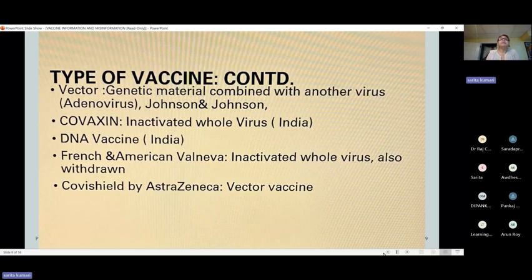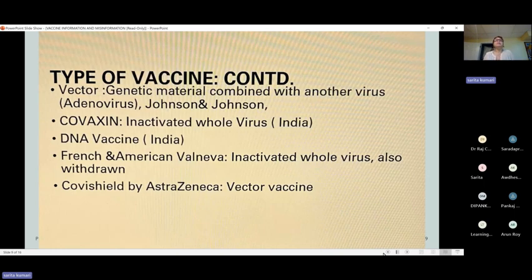The other question was what is Covaxin? That is produced in India by Bharat, or some name I don't remember. But Covaxin is inactivated or killed, but it is whole virus. Now, one thing I forgot to tell you, whole virus, whether inactivated or attenuated, produces a very robust immune response. So some people say it is more protective. That is the case because the whole virus is given. And then the French and American Valneva was also an inactivated whole virus.